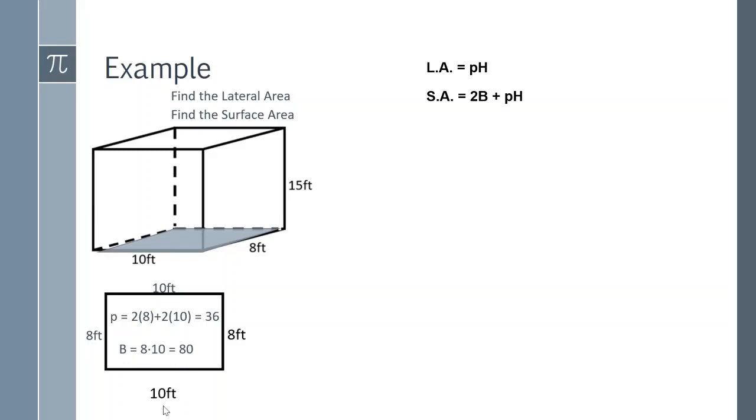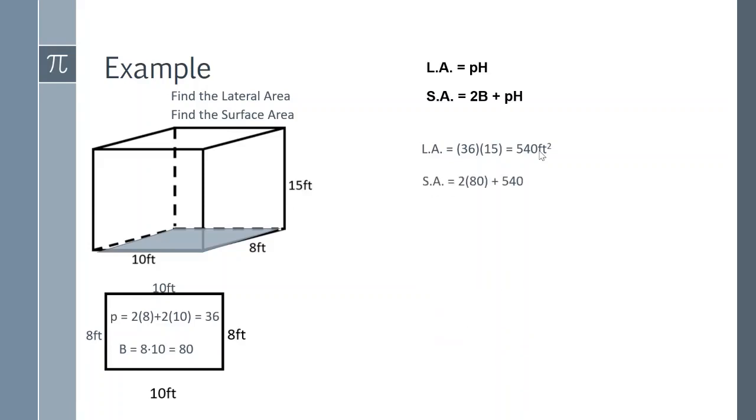And then the area of the base, the capital B, is length times width. In this case, 10 times 8 is 80. So we're going to use 36 and 80 in these formulas over here. Now the lateral area: perimeter, which is 36, times the height, which is 15. 36 times 15 is 540.